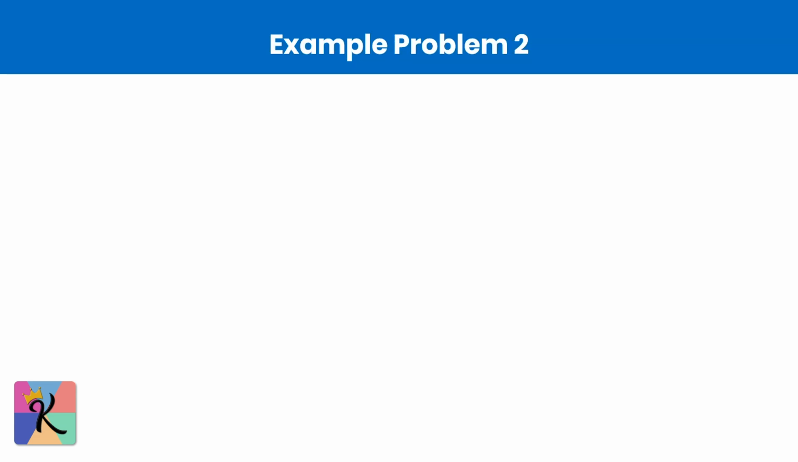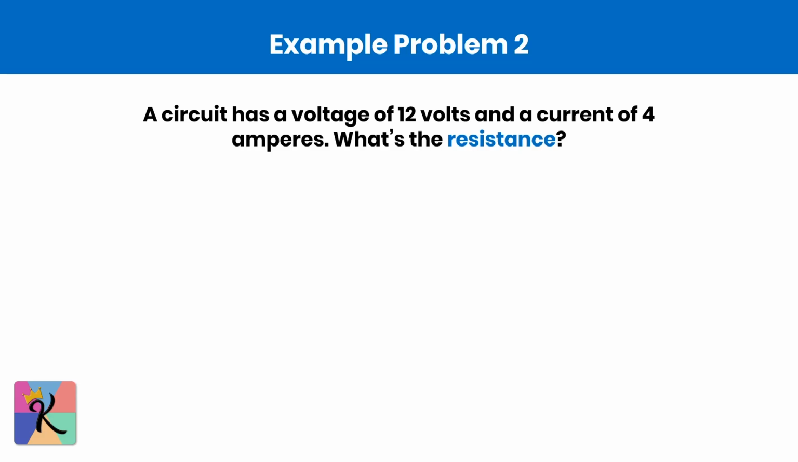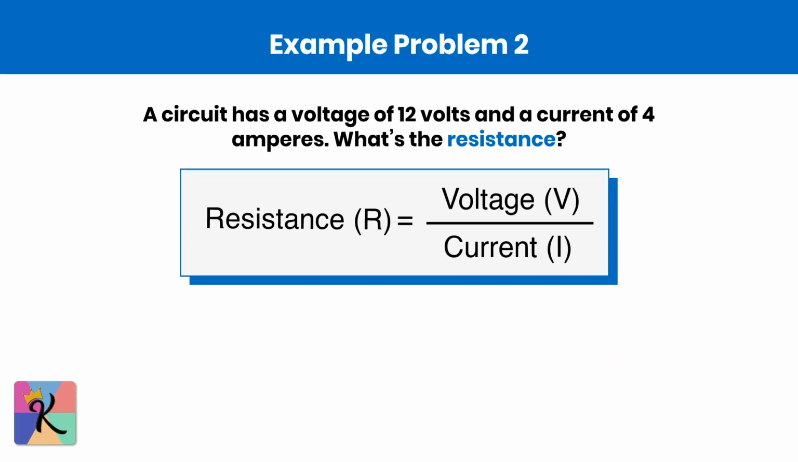Example, problem 2. A circuit has a voltage of 12 volts and a current of 4 amperes. What's the resistance? Using the formula, resistance equals voltage divided by current. Substituting the values, 12 volts divided by 4 amperes equals 3 ohms. The resistance is 3 ohms.